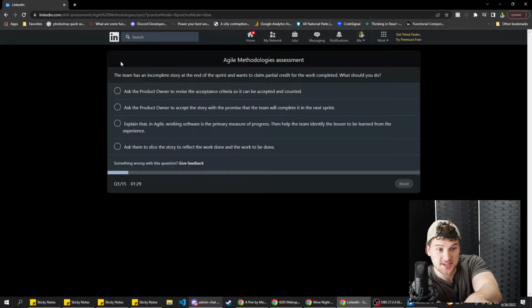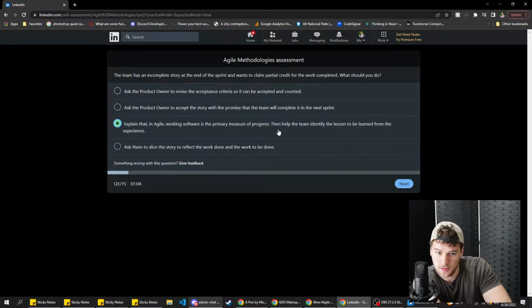The team has an incomplete story at the end of a sprint and wants to claim partial credit for the work completed. What should you do? We don't do partial credit at the end of the sprint in my team. The options: ask the product owner to revise the acceptance criteria; ask the product owner to accept the story with the promise that the team will complete the work next sprint; or explain that in Agile, working software is the primary measure of progress, and then help the team identify the lesson to be learned from the experience. I'm going to go with C because it's the longest. Yeah, I'm pretty sure it's that one.